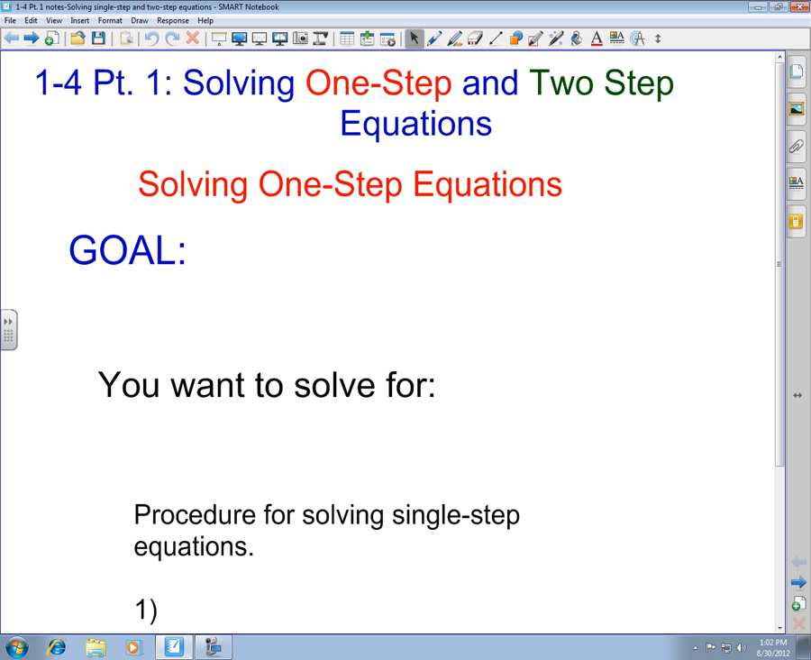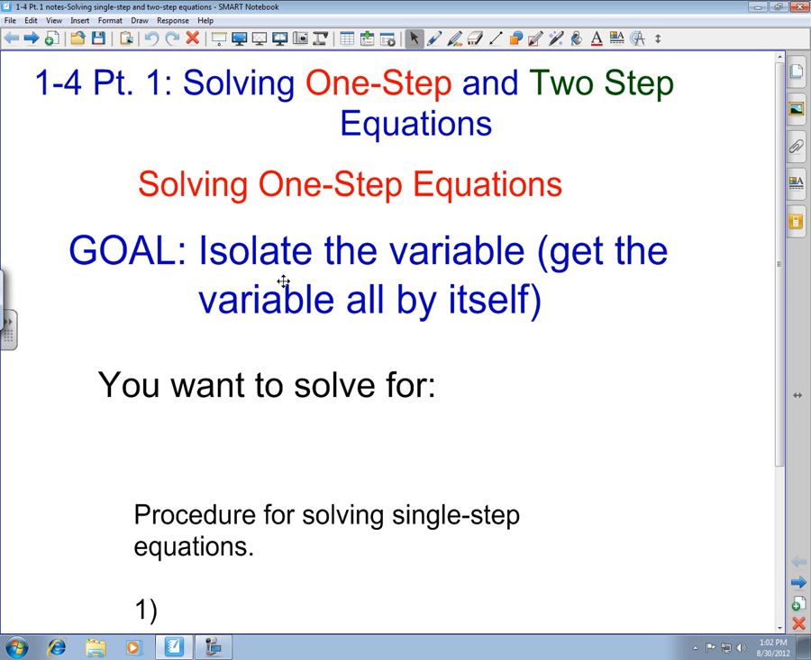The first thing we're going to start with is solving one-step equations. Now, the goal for any equation, one-step, two-step, multi-step, it's the same. It's for you to isolate the variable. That means get the variable all by itself. If you're solving for y, you want to get the y all by itself. So in other words, you want to solve for x over 1, or basically the variable over 1. You want the x in the numerator, never in the denominator, okay? You want to solve for x in the numerator.